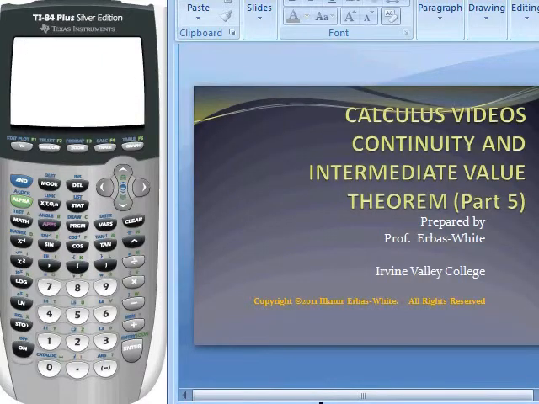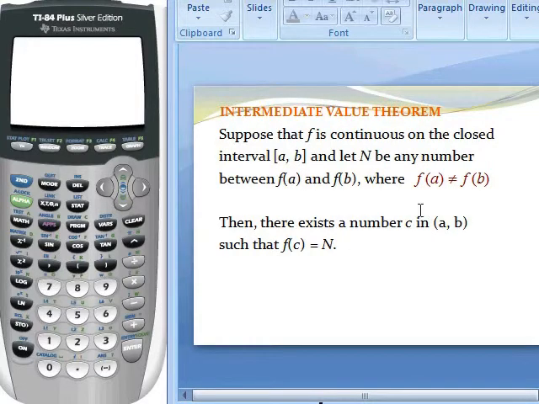Now, let's look at the intermediate value theorem. Let's say we have an f, and it is continuous on a closed interval [a, b], and n is a number between f of a and f of b, and f of a and f of b are different. Then there is a number c in [a, b] such that f of c equals n.